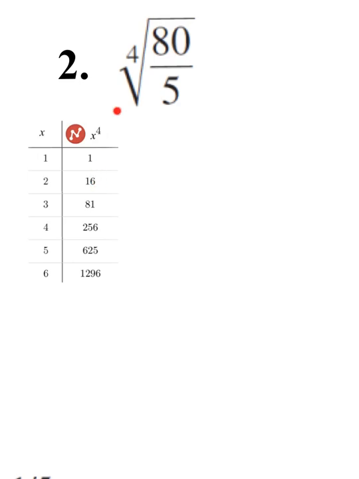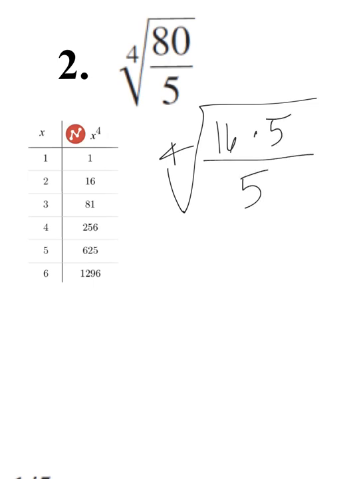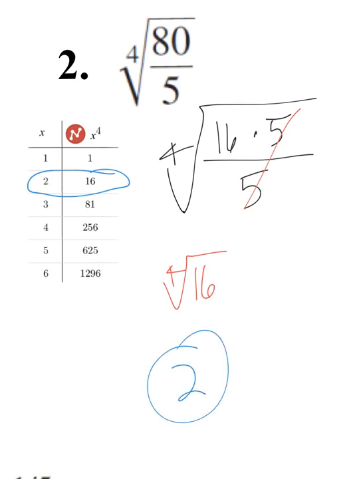But does 16 go into 80? And yes, it does. So the first thing I'm going to do is rewrite this as the fourth root of 16 times 5 over 5. So here's the thing. I have 5 over 5. Well, that's going to cancel. So I have the fourth root of 16 left over. And what is the fourth root of 16? It's 2. So the final answer is just 2. So it's kind of a crazy looking problem, but yeah, that's really all there is to it.